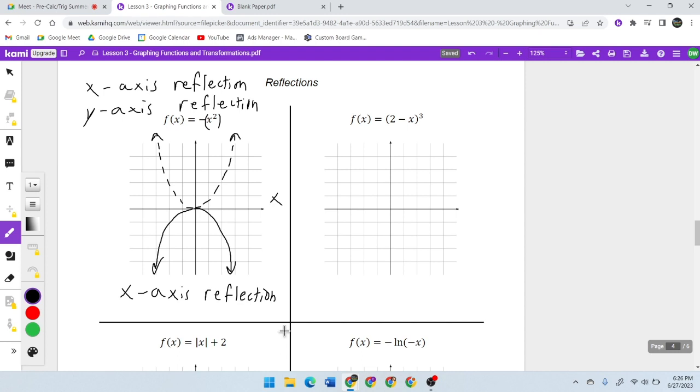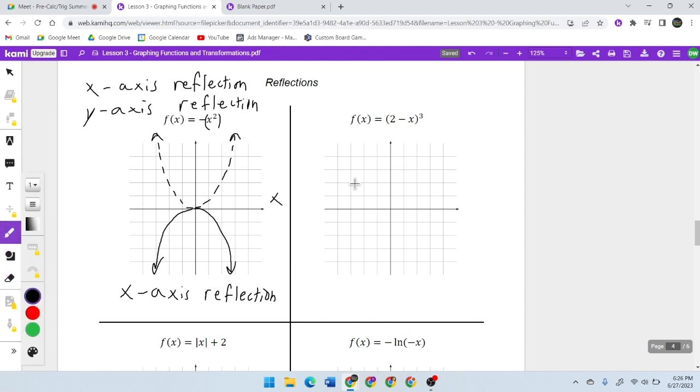By the way, a fun fact for x squared, I would say that the y-axis reflection is going to look exactly the same. And that's fine. And again, the y-axis reflection would be this: y equals negative x quantity squared. That's what a y-axis reflection would look like for this problem. But I don't have that, so I'm not going to confuse you.